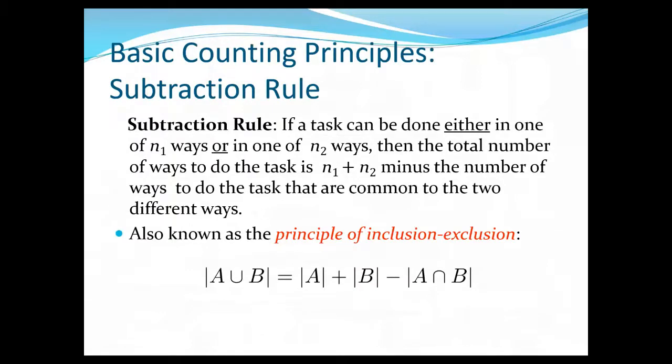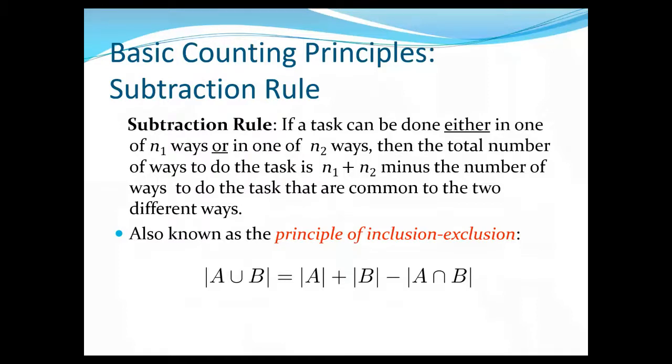Now, in case the given sets are not disjoint, you're going to use the subtraction rule. If a task can be done either in one of n sub 1 ways or in one of n sub 2 ways, then the total number of ways to do the task is n sub 1 plus n sub 2 minus the number of ways to do the task that are common to the different ways, also known as the principle of inclusion and exclusion.